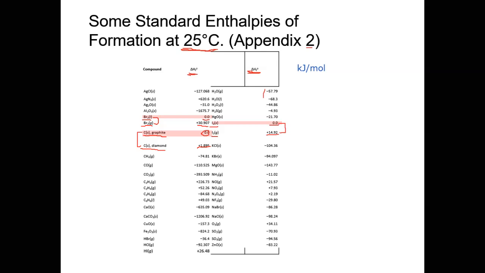Again, these can be found in, it's usually Appendix 2 or Appendix B, and you want the column that says delta H of formation.